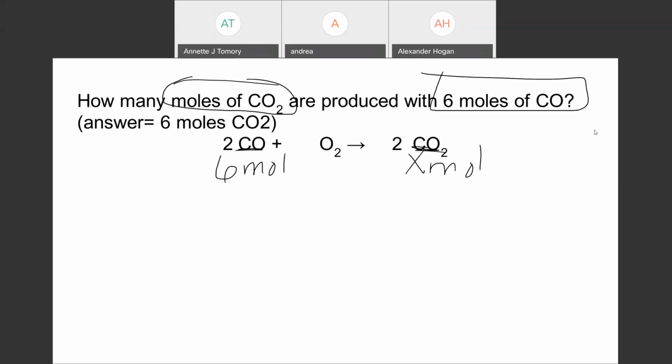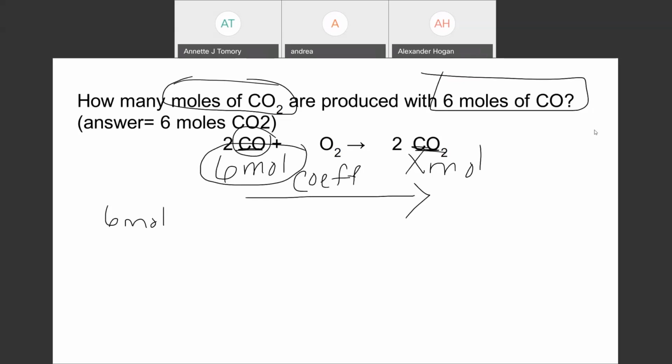So we're going from here to there. In order to do that, we're going to use the coefficients. All right, so we've always said that the very first thing you want to do is put the number we're trying to convert over 1. So this 6 moles is going to go over 1, just like we always have. So 6 moles. We're talking about CO, so I'm going to take the time to actually write CO there.